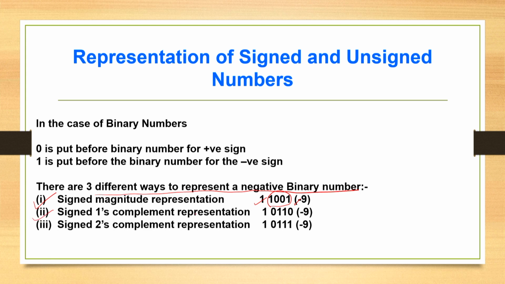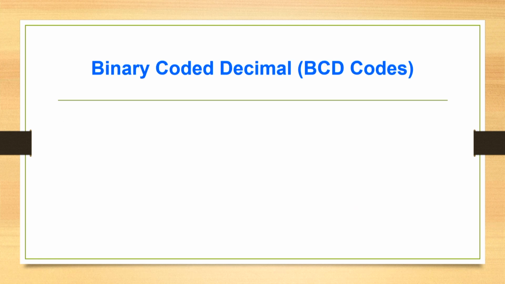In the case of sign 1's complement representation, we take the complement of this 9. So, this becomes 0 1 1 0, and since it's negative, 1 will be kept over here. In the case of 2's complement, first find the 2's complement of this 9, which is 0 1 1 1, and since it's negative, we put a 1 over here. So, these are the three ways to represent a negative binary number.